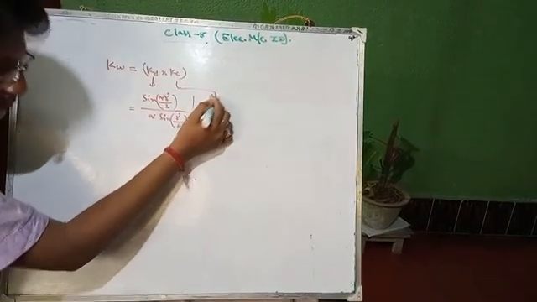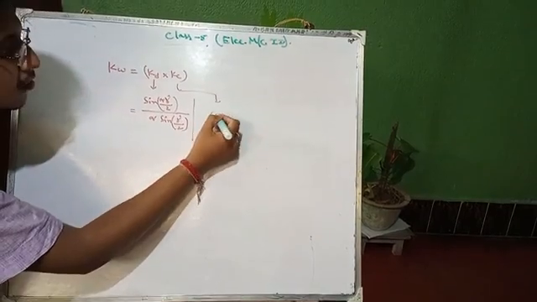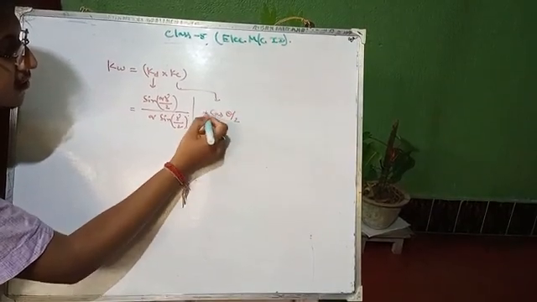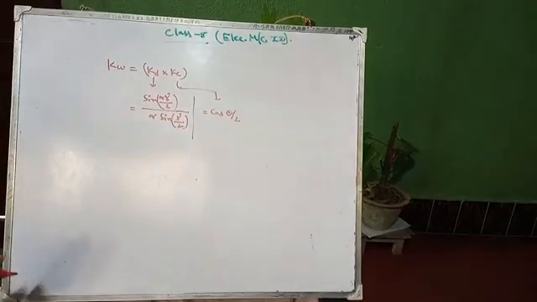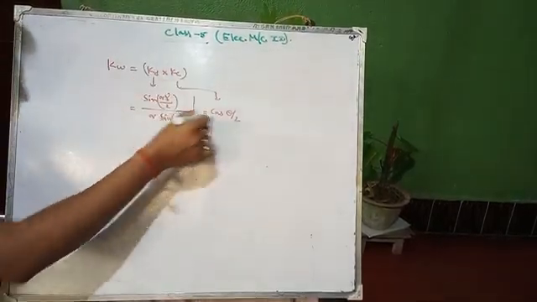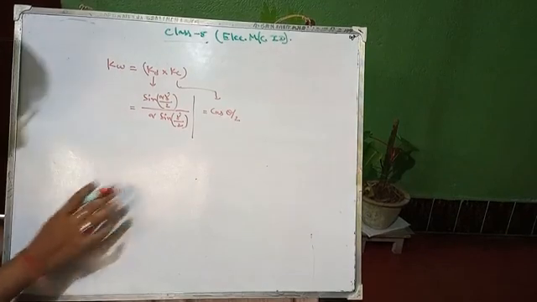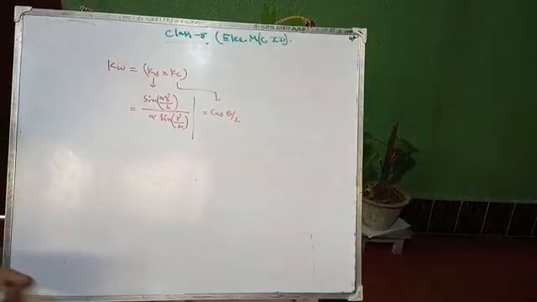Kc will be cos(θ/2), where θ equals the chording angle. With these two formulae we have to complete a numerical. So write one numerical first.